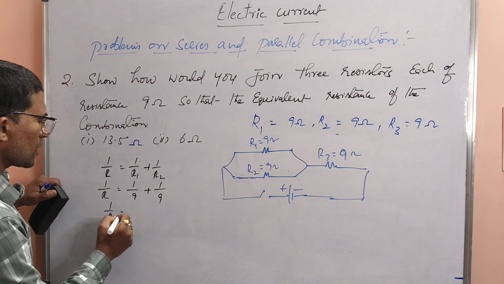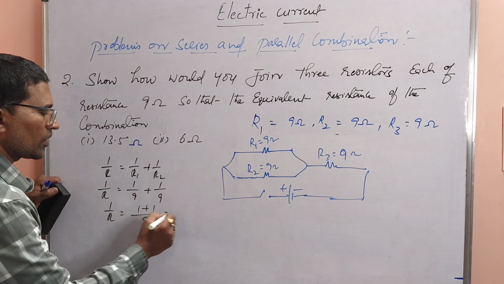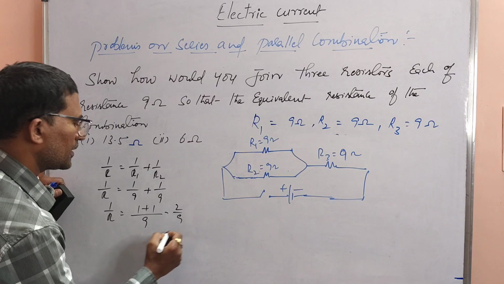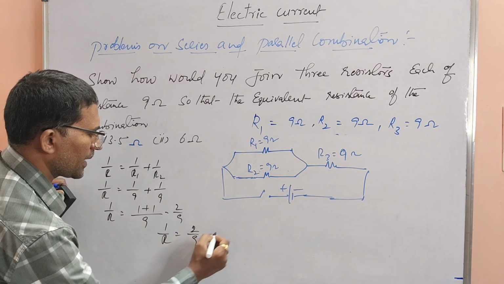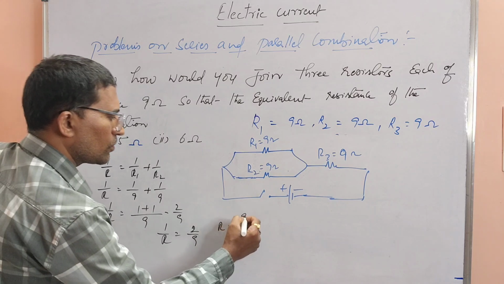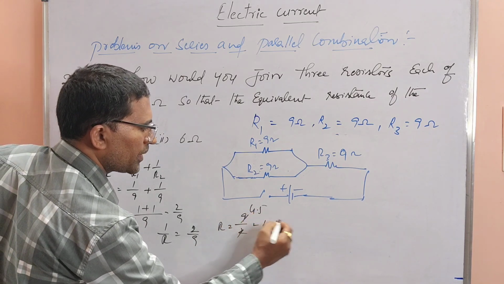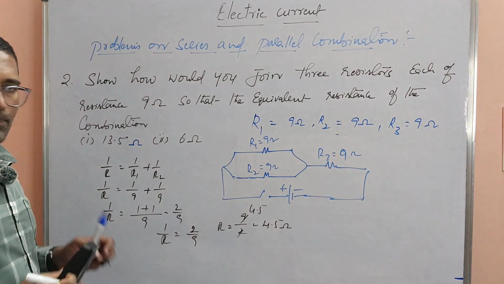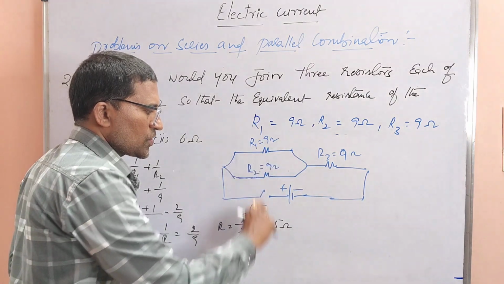Now 1 by R is equal to, the LCM is 9 as usual, that is 1 plus 1, 2 by 9. Nothing but 1 by R is equal to 2 by 9. And if you take the reciprocal, R is equal to 9 by 2. 2 ones are 2, 2 fours are 8, that is 4.5 ohm you got. Well, we got 4.5 ohm. These two equivalent resistance you got 4.5.